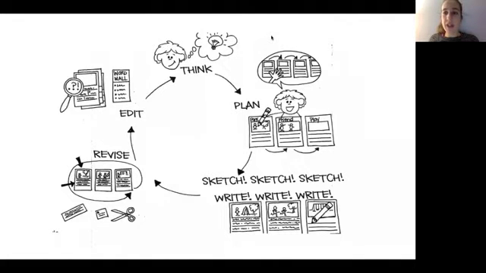We're almost finished with our information book unit, and it's almost time to publish. But before we publish, we have to revise. We're up to the revising part of the writing process. When we revise, we add or take away from our books to make our writing better.